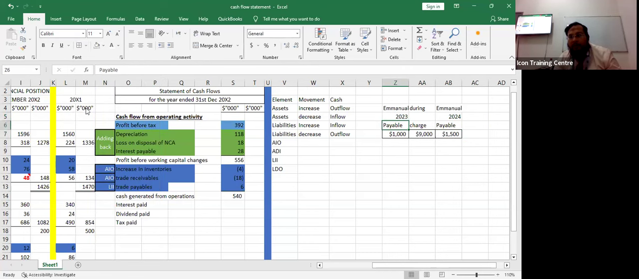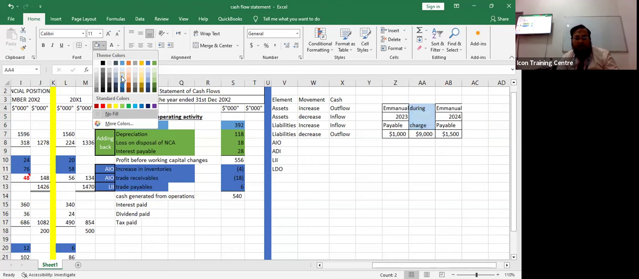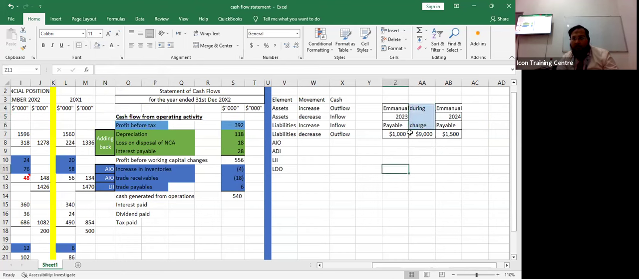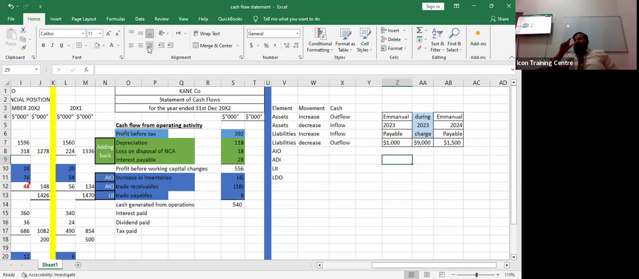Now they have given you this status. They said at the end of 2023, the balance unpaid was 1,000. At the end of 2024, the balance unpaid was 1,500. And during the year, we charged the fee. How much? During the year, how much have you actually paid to them? You must know how much you actually have paid. Paid means you have already paid to Icon.